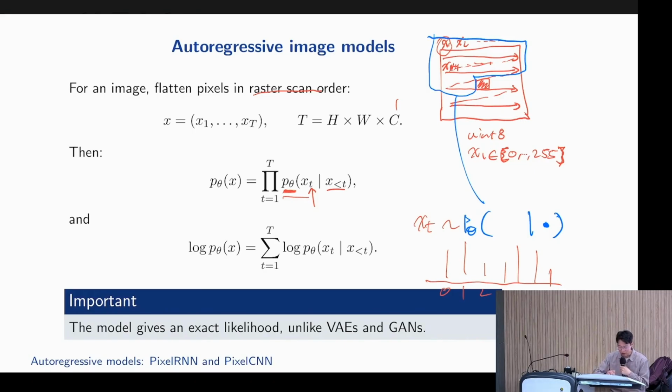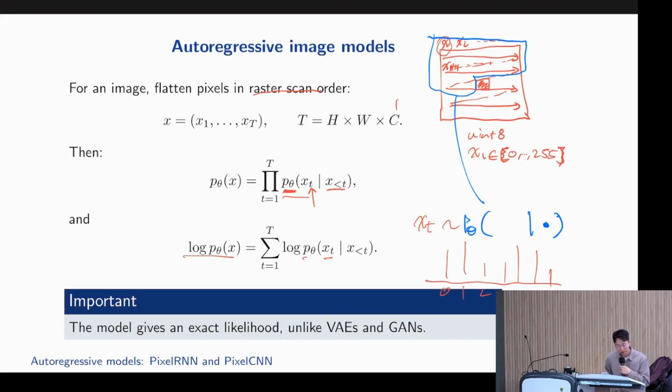We want to maximize the log likelihood. How do we define the log likelihood? Sum of the log of probability associated with xt given all its past. So this model gives us an exact likelihood, unlike VAEs and GANs. So what's nice about this is we can exactly optimize what we want, basically. So the training objective is directly aligned with what we want.